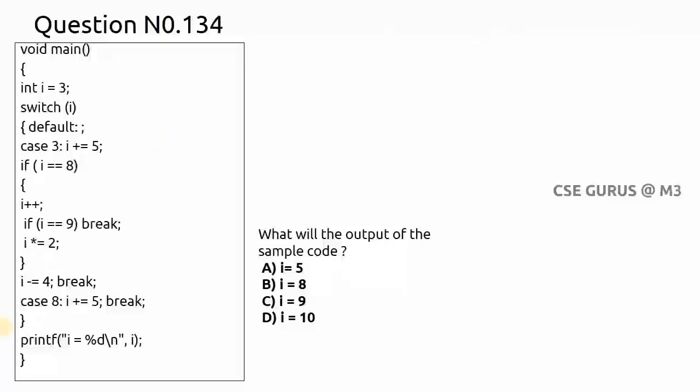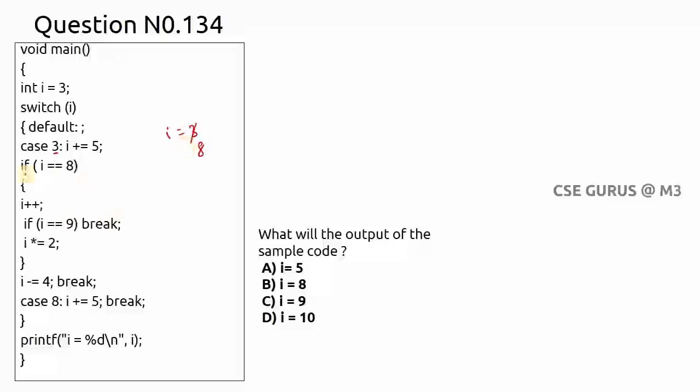Now what about this one? Again the same thing, but I have given I value as 3. Now switch of 3. That means it has to check whether case 3 is there. Yes, case 3 is there. Directly it goes to case 3, and I plus equals 5. What is the I value now? 3 will become 8, that is 3 plus 5 equals 8.